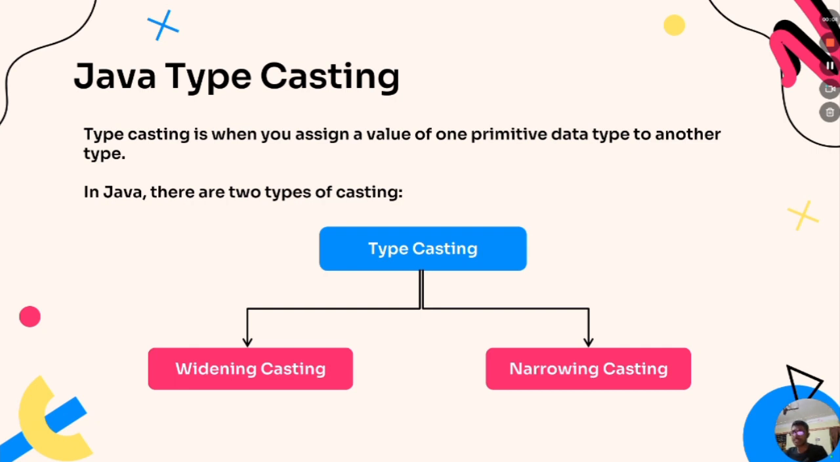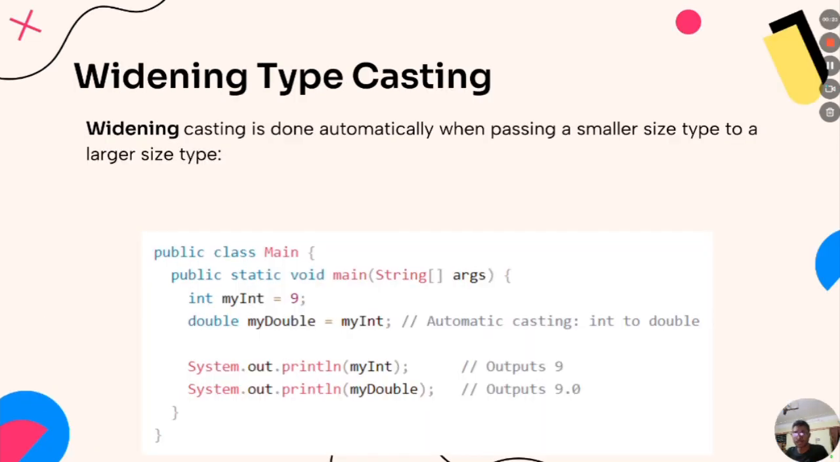So now we have Java typecasting. When it comes to typecasting, you assign a value of one primitive data type to another data type. In Java, we usually have what's called widening typecasting, and we also have narrowing typecasting. So now let's take a look at both. First, widening typecasting. Widening typecasting is done automatically when you pass a smaller size type to a larger size type.